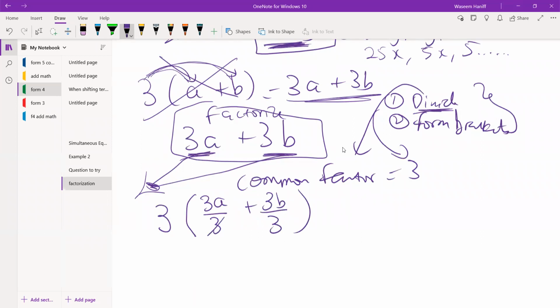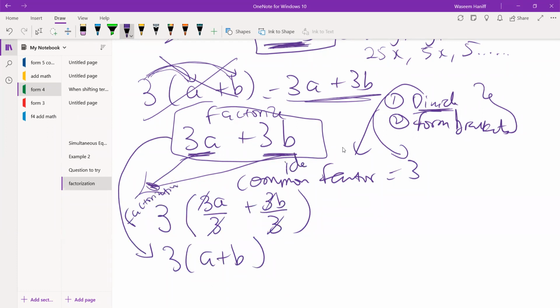And when we divide, now we cancel off. 3 cancel off for 3, 3 cancel off for 3. So we have 3 open brackets, a plus b. So when we factorize this here, we end up with this here, right? And this is called factorization. And in order to factorize, you need to identify your common factor and divide and form brackets. That is how simple it is, right?